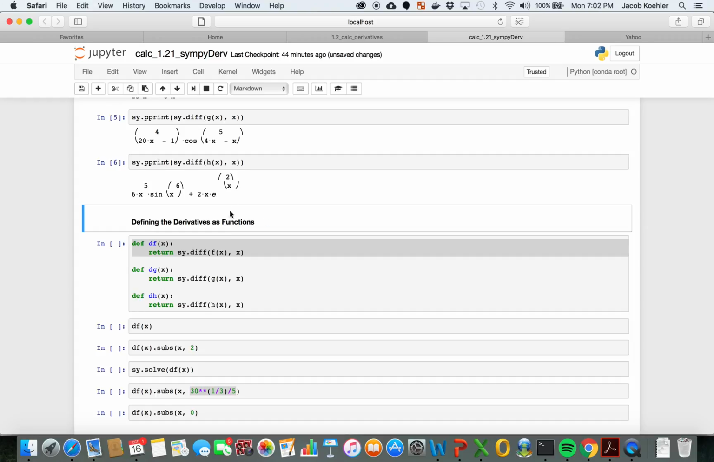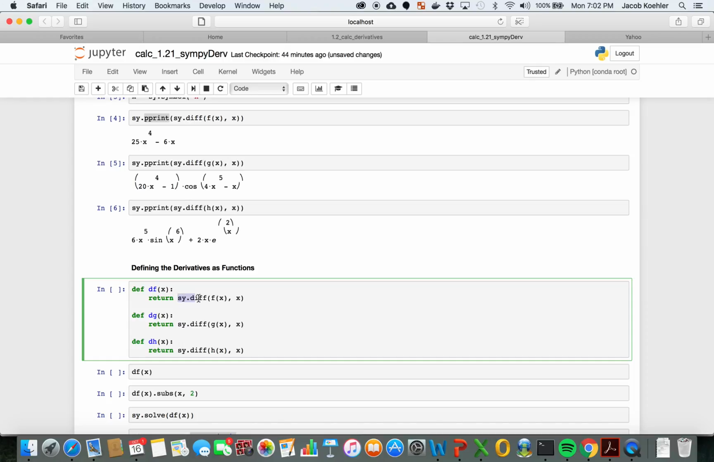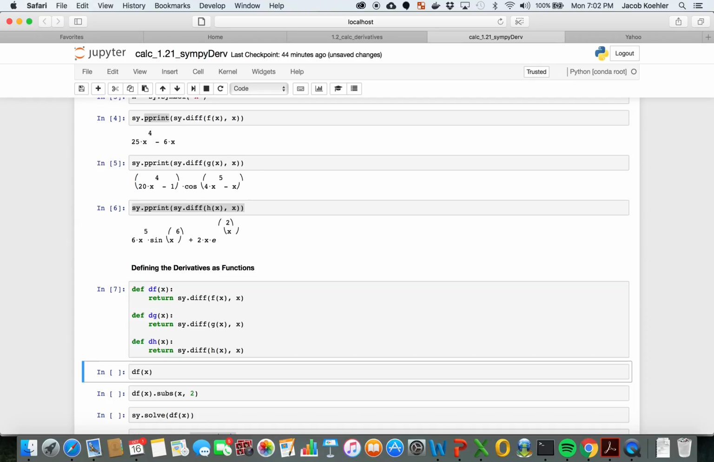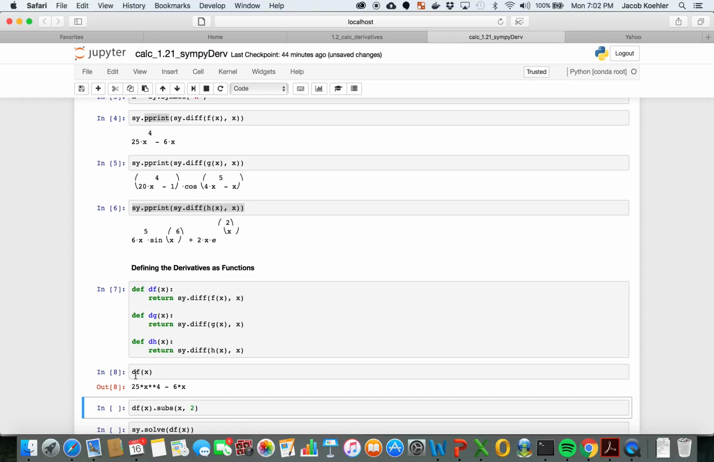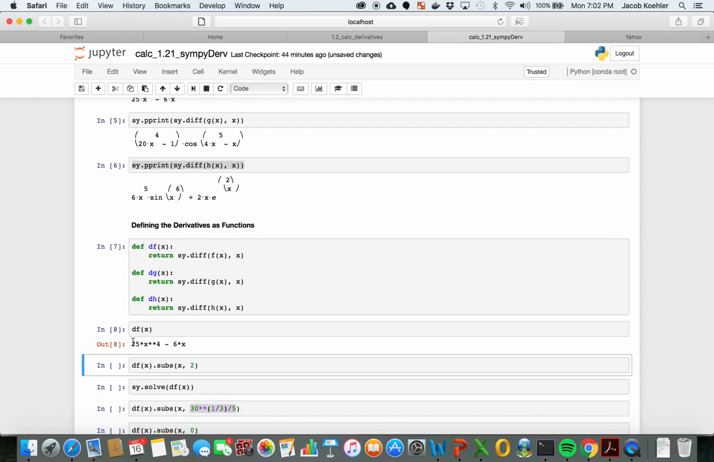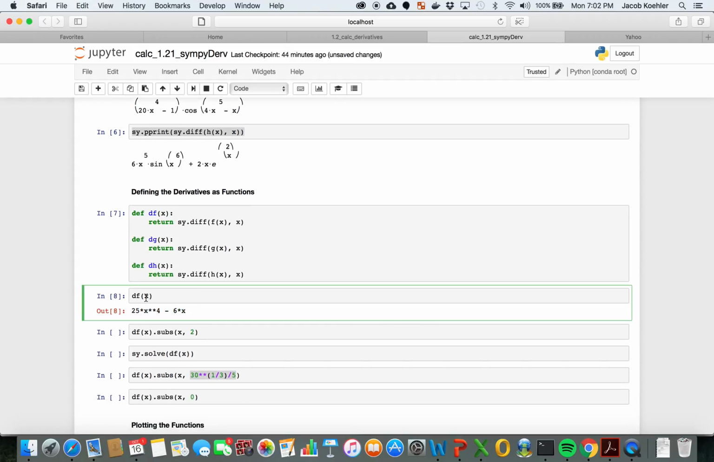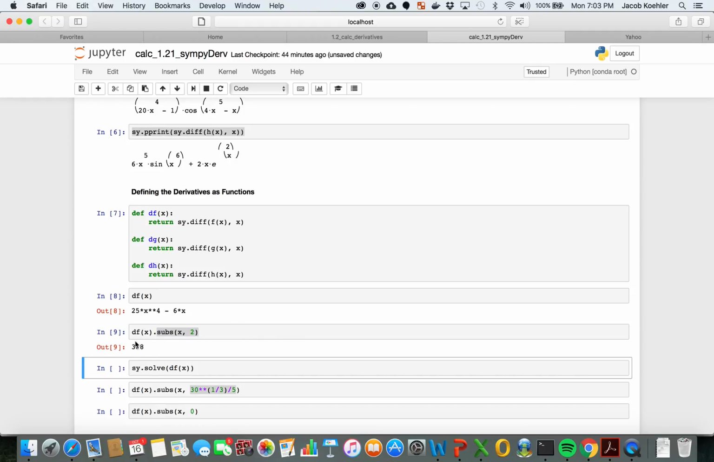Okay, similarly, I could have just defined functions using the symbolic differentiation here. I did this so that we could see them pretty printed, but this works just the same. And then if I evaluate the derivative of f of x, I get 25x to the fourth minus 6x. If I want to evaluate this derivative at, say, x equals 2, I can use the substitute method. So it's 388. This tells me that the function is increasing when x is 2.